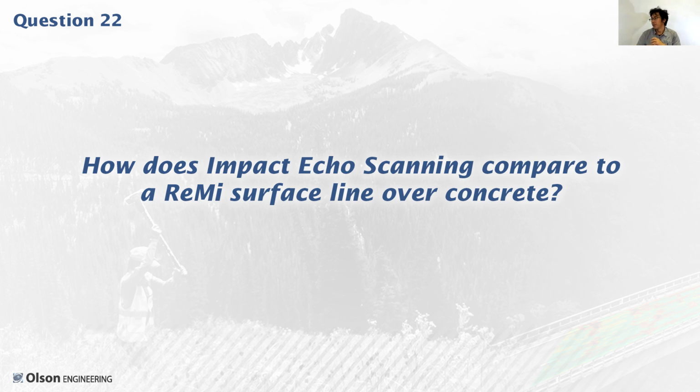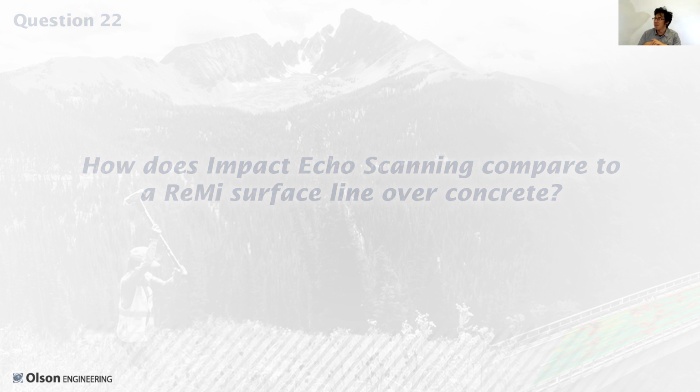Okay, next question. How does impact echo scanning compare to REMI surface line over concrete? So when you're talking about REMI over concrete, are you saying you're interested in the concrete itself or what's below the concrete? Because impact echo won't tell you anything below the concrete. And I'm not familiar with anybody doing REMI to look at concrete. So if you could clarify that, we'll get to that question.